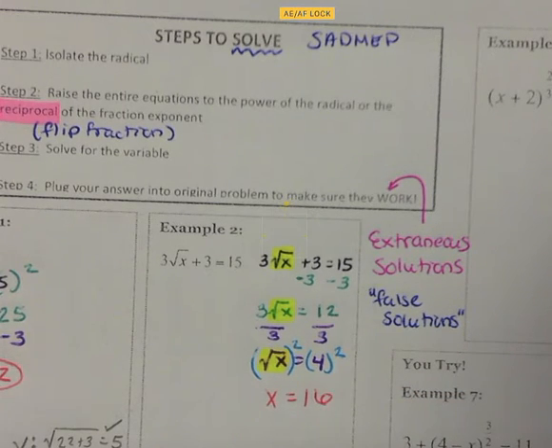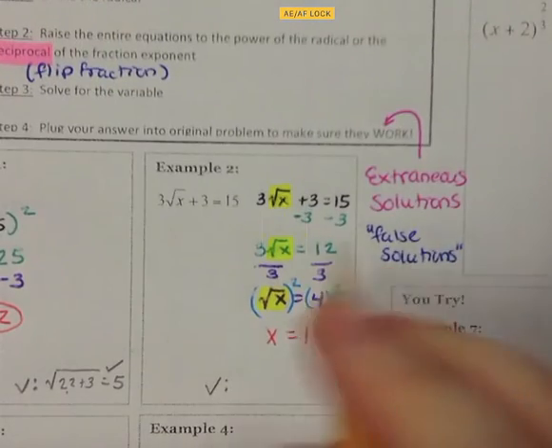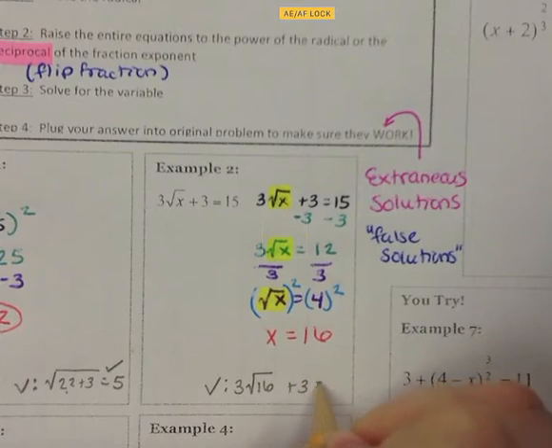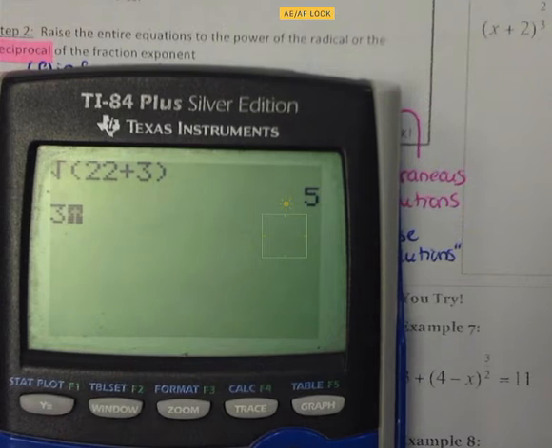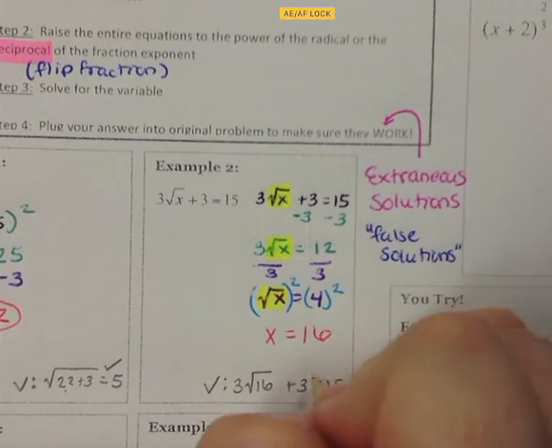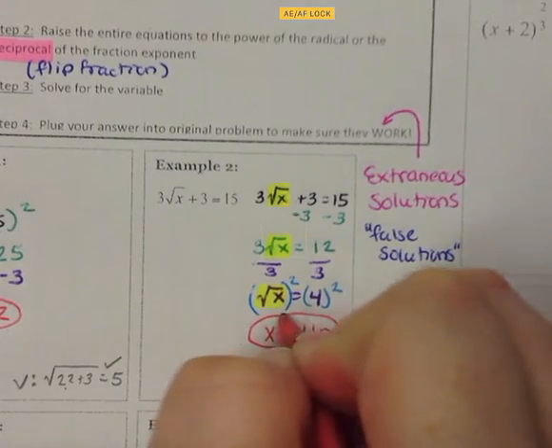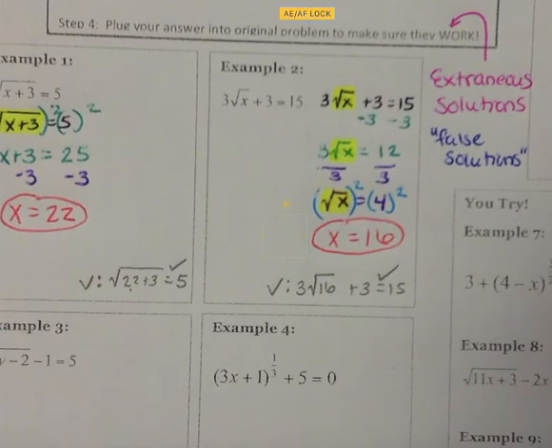But we have to check it. So I put my check down here. And I put 3 square root 16, and then plus 3 is supposed to equal 15. So I check it in my calculator. 3 square root 16, close parentheses, plus 3, enter. It does, in fact, equal 15. So that means that this is checked. That's good. So we can circle our answer saying that is correct. So far we don't have any extraneous solutions, and that's okay.